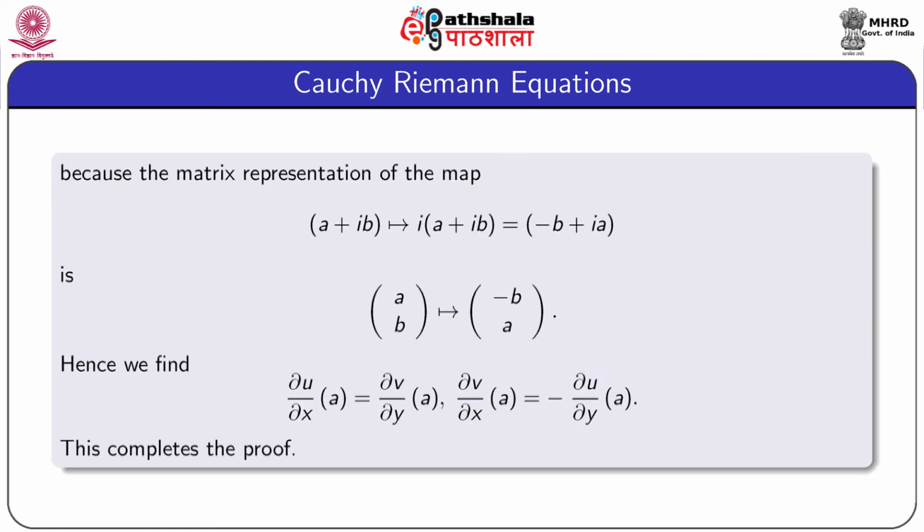Because the matrix representation of the map a + ib maps to i times (a + ib), which is -b + ia, is given by the matrix (a, b) goes to the matrix (-b, a). Thus we find ∂u/∂x(a) equals ∂v/∂y(a), that is u_x equals v_y at the point a, and ∂v/∂x(a) equals -∂u/∂y(a), that is v_x equals -u_y at the point a. This is nothing but our known Cauchy-Riemann equations. So this completes the proof.